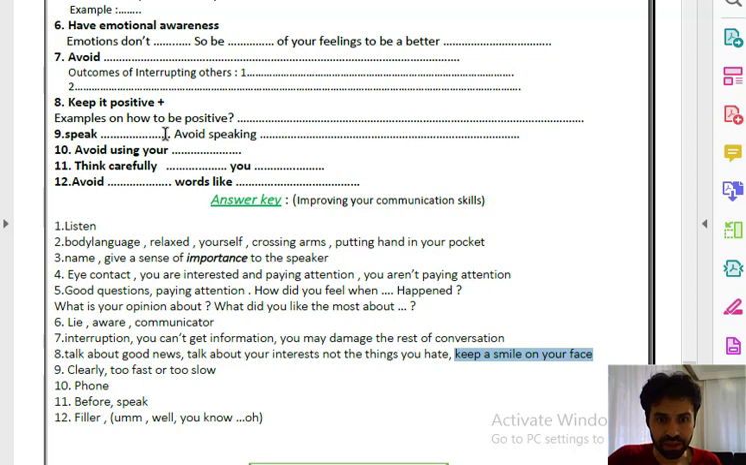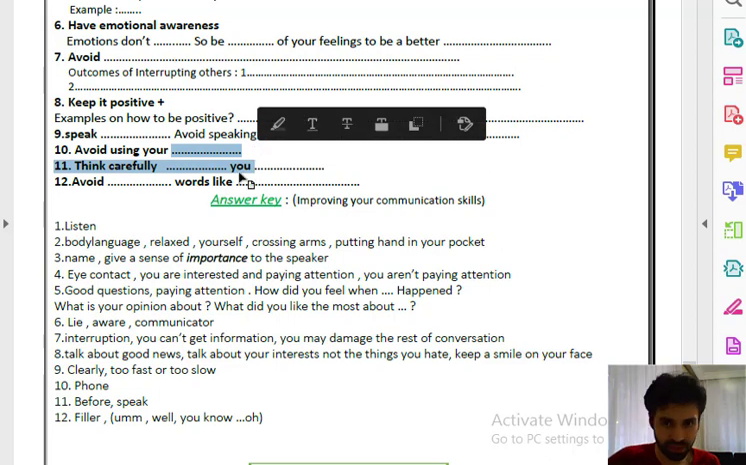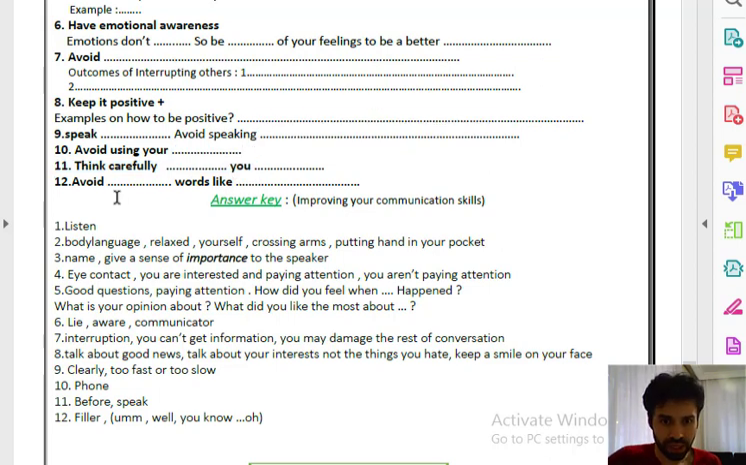Speak clearly, not too fast, not too slow. Avoid using your phone while communicating with others because it's really disrespectful. Think carefully before you speak, before the word comes out of your mouth. Think very, very carefully, and avoid using filler words like well, or you know. These are filler words that don't have any meaning.